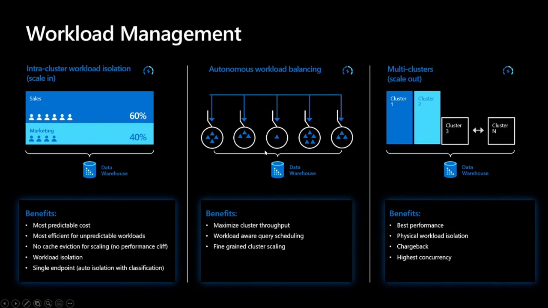And this is saying if I just let Synapse pool do its best, I'm going to get the best cluster throughput. And then coming in the future is this multi-cluster scale out, which gives me physical isolation, chargeback, the most concurrency, because I could scale them up to 128 each and support quite a few users coming in.